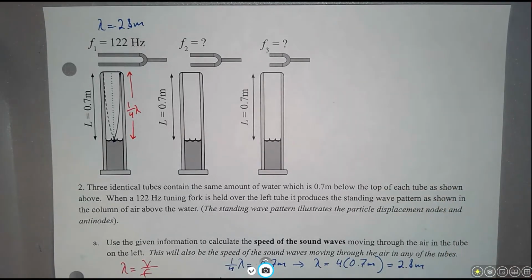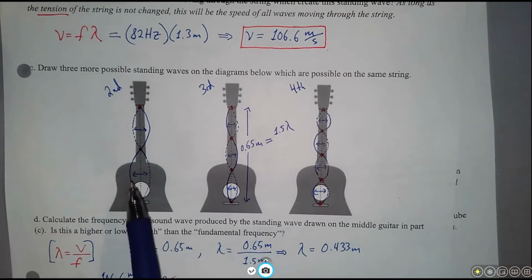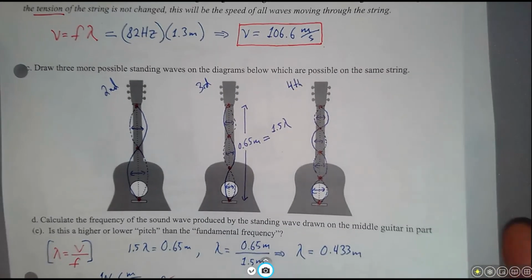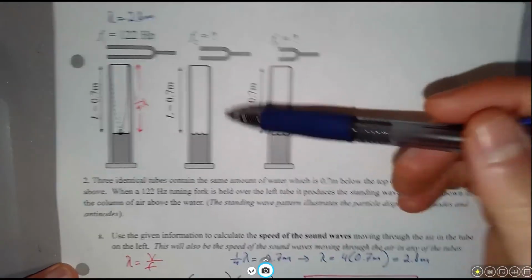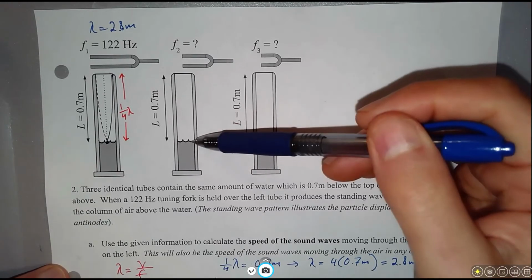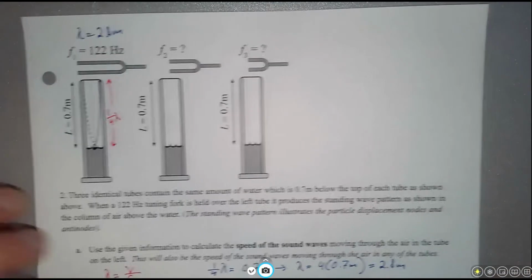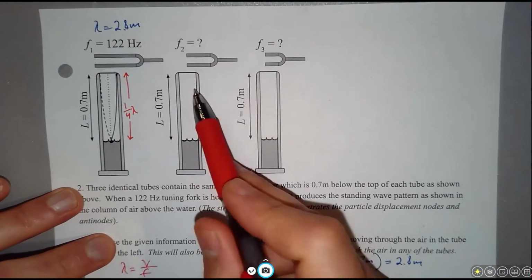Just like in our previous example, there were different types of standing waves which could be created in the same length string fixed on both ends. Well, we don't have a string fixed on both ends. We just have a column of air, and it doesn't have two quote-unquote fixed ends. It has one fixed end and one that's open. And we have to remember, what are the different possible standing waves with a closed and an open end?